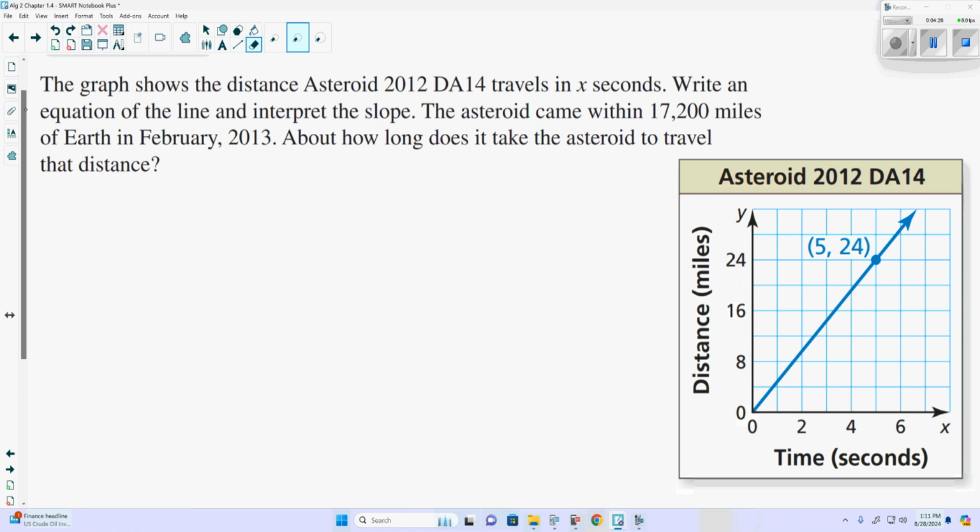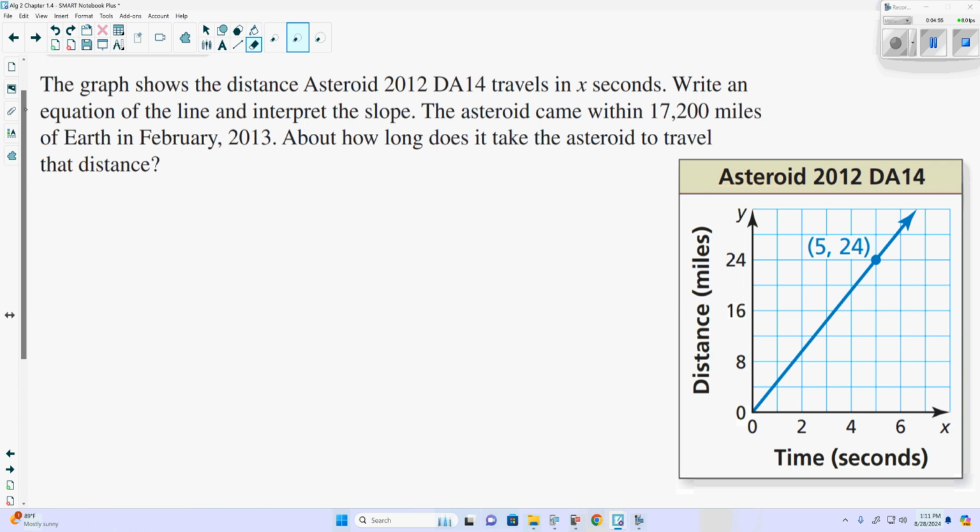This here is the first one we're going to do. We're going to actually be looking at equations of lines. They gave us a graph, and they told us this graph shows the distance asteroid 2012 DA14 travels in x seconds. Write an equation of a line and interpret the slope. The asteroid came within 17,200 miles of Earth in February 2013. About how long does it take the asteroid to travel that distance?